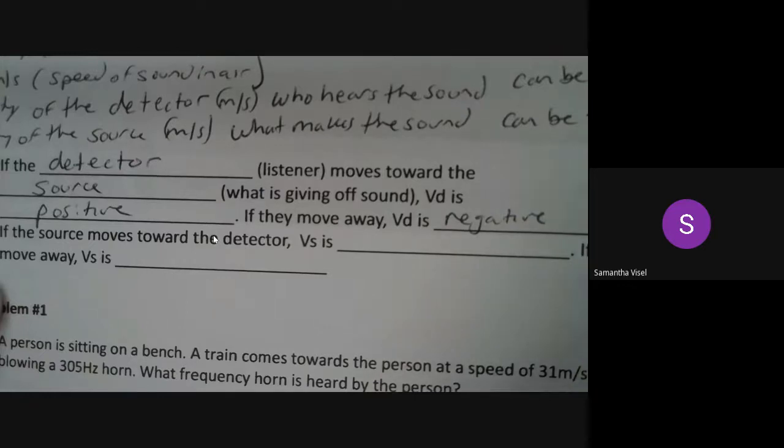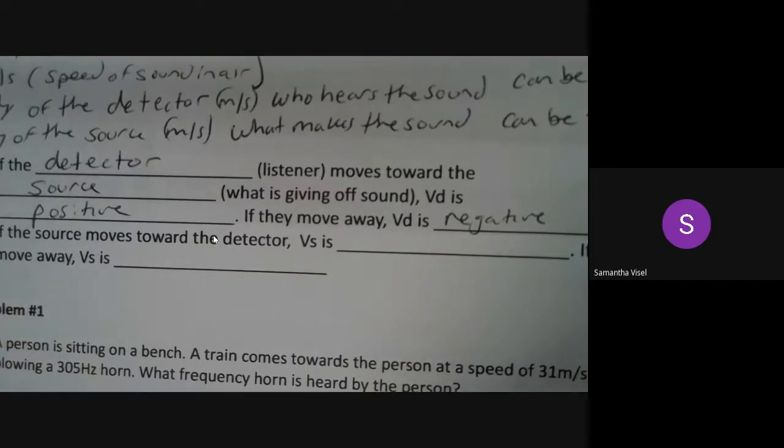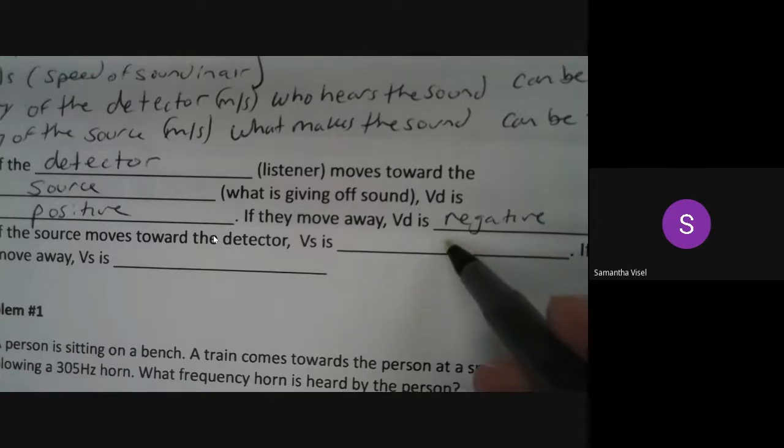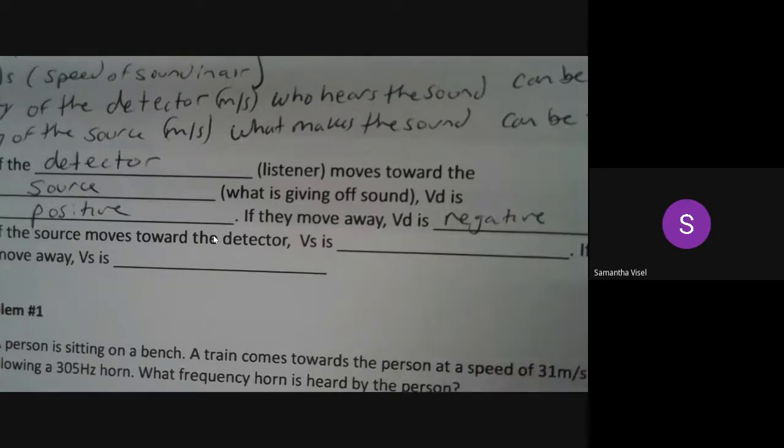So if I hear a siren and I move towards the siren, I'm the detector, I move towards the siren, then my velocity will be positive. If I hear the siren and I start to run away, oh no, the cops are chasing after me, then my velocity is going to be negative. And the reverse is also true.